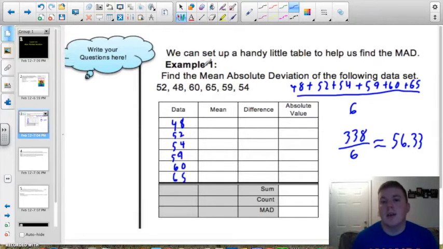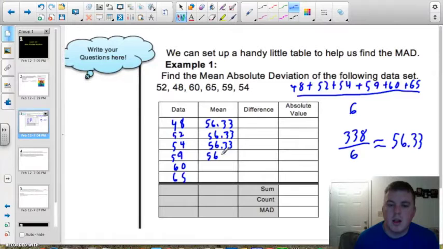So the next step is I'm going to take that number and fill it in on each row of the column that says mean. So I'm just going to put 56.33 all the way down until I have filled up the entire column.